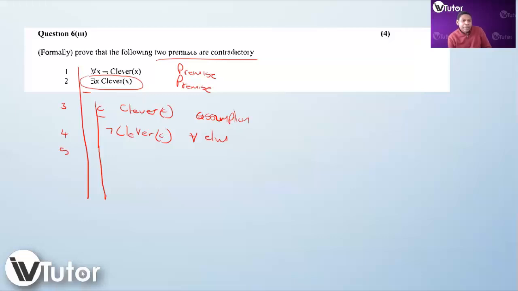Then number 5, I'll have not clever and clever will lead to a contradiction. So this will be contradiction intro on number 3 and number 4. Then number 6 is going to be a contradiction, and this will be existential elimination on number 2, number 3 to 5. Like that.